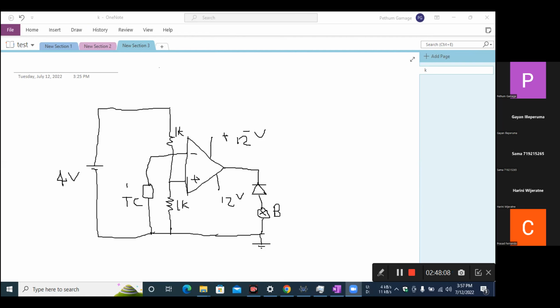2 volts. Yes, you can put a 2 volt Zener diode as a reference voltage. Then you can connect your 1K resistor at top directly to the plus 12 supply.